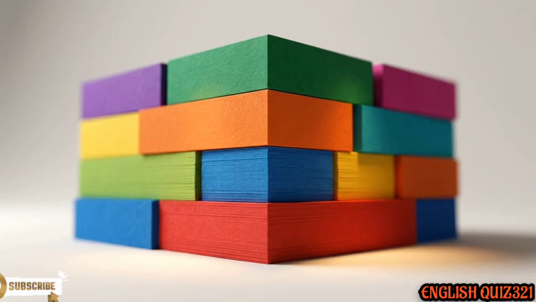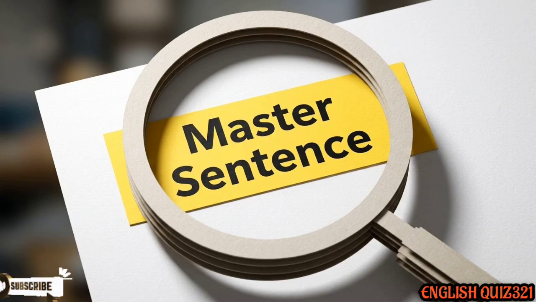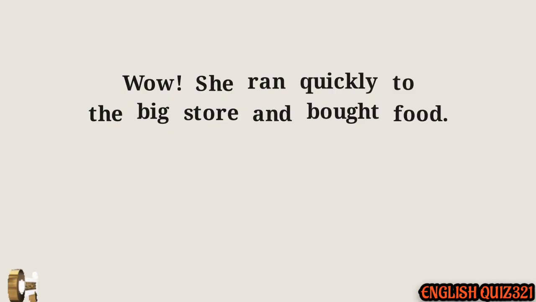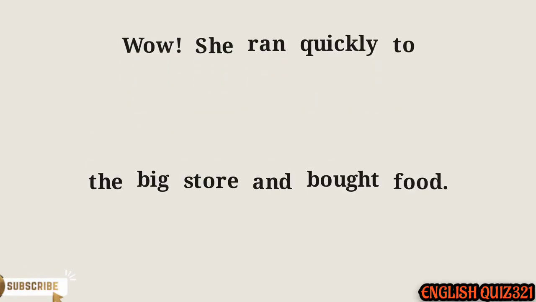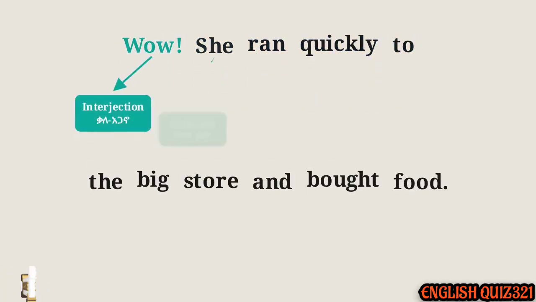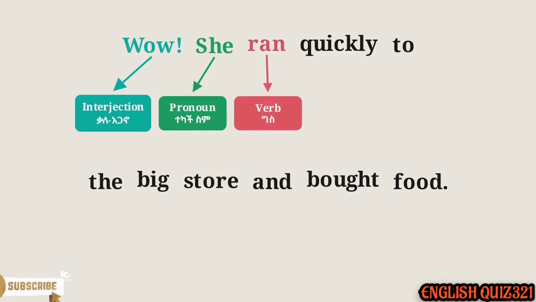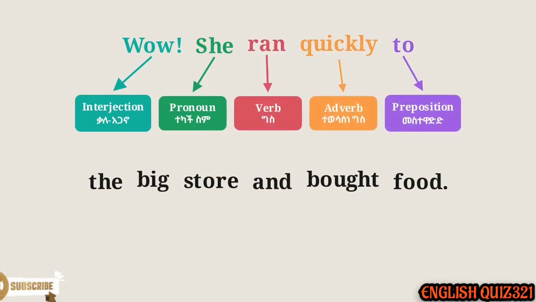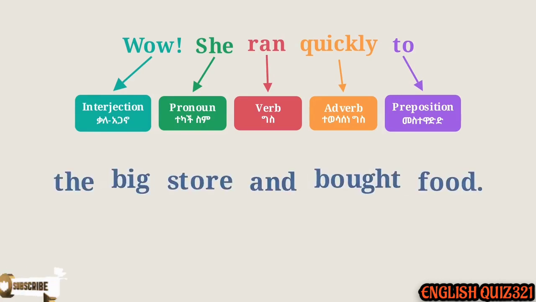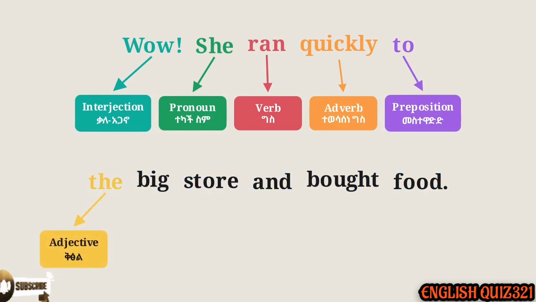Now that we have all 8 building blocks, let's put them to the ultimate test. We are going to decode a single master sentence that uses every single part of speech. Here is the sentence. Wow, she ran quickly to the big store and bought food. Let's break down the first half. Wow is our interjection. She is our pronoun. Ran is our verb. Quickly modifies the verb, making it an adverb. And to gives us direction, so it's a preposition.